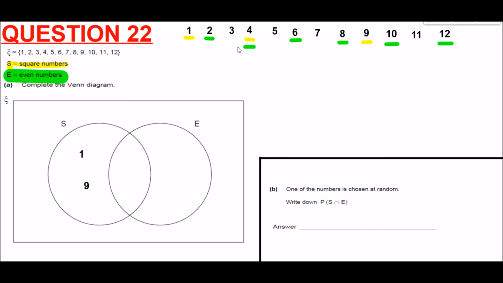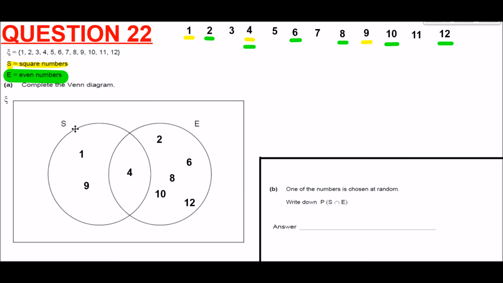Now 4 is both square and even, so 4 would go into the overlap section, because it's both square and even. This bit here is reserved for numbers which are both square and even. And the other even numbers, we'd have 2, 4 we've got, 6, 8, 10, and 12 in any order.